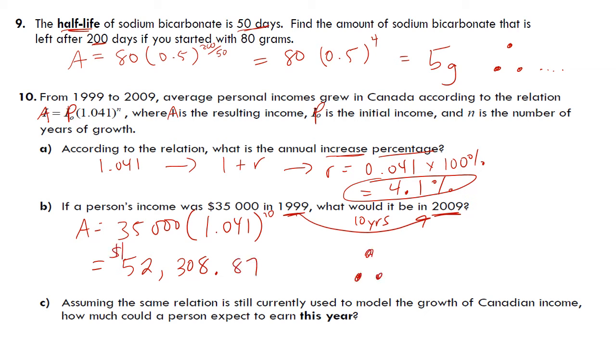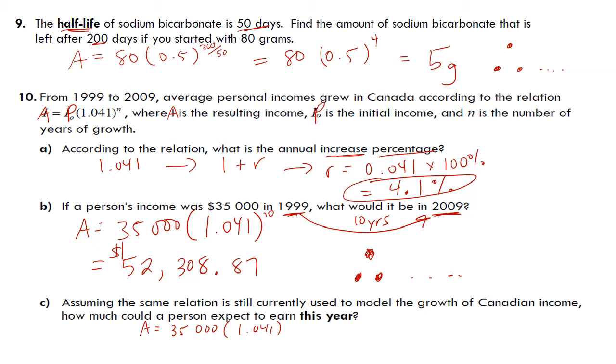Again, just to keep stressing that, therefore statement. Assuming that that's still currently used to model the growth of Canadian income, how much could a person expect to earn this year? So we're going to assume the same parameters. Person starts with 35,000, 1.041. But then you got to figure out this year.